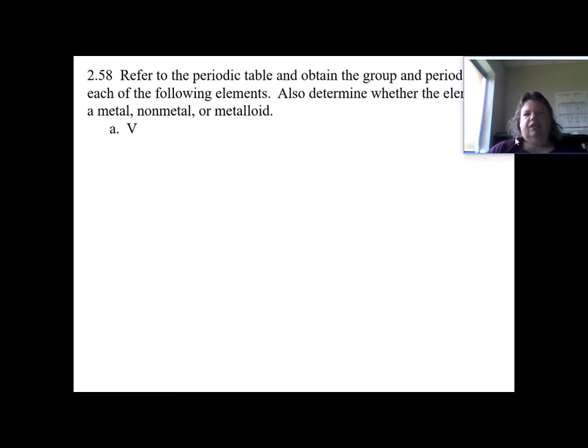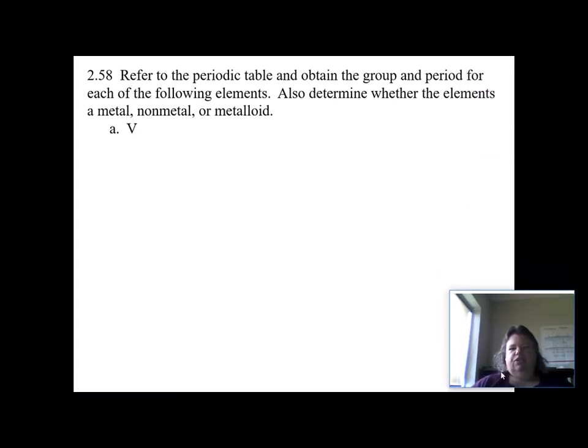Alright, number 58 in the textbook says refer to the periodic table and obtain the group and period for each of the following elements and decide if they're metal, nonmetal, or metalloid. The first one is vanadium, and it is group 5B, which would be group 7 on the new periodic table trend. And it's in period 4, and it's a metal.